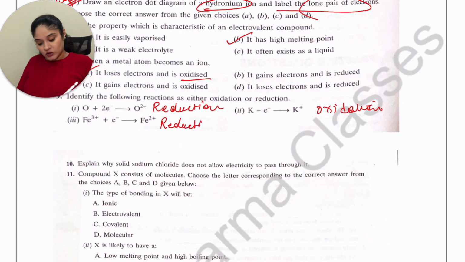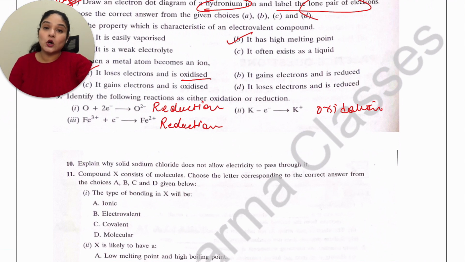Now next question says explain why solid sodium chloride does not allow electricity to pass through. So the answer is that solid sodium chloride does not have free ions, and it is bound by strong electrostatic forces of attraction. Therefore, it does not allow electricity to pass through in solid state. I'll make sure that I will write the answer here for you.